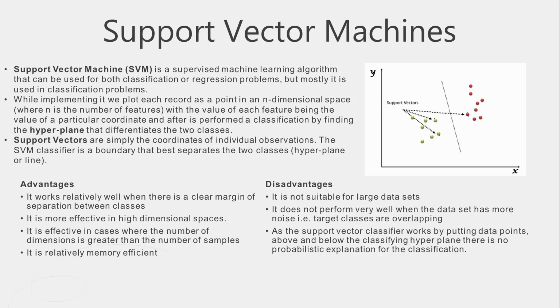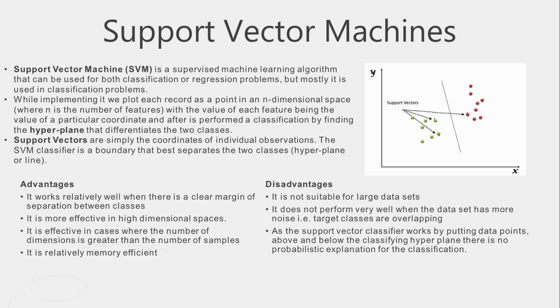There are some advantages when implementing SVM machine learning models, and those are: it works well when there is a clear margin of separation between classes. It is more effective in high-dimensional spaces, which means that if we have more features, the results will be better. It is effective when the number of dimensions is greater than the number of samples. So in this case, it is a good substitute for the naive Bayes classifier that does not perform well in these situations. And at the end, it is a memory efficient algorithm.